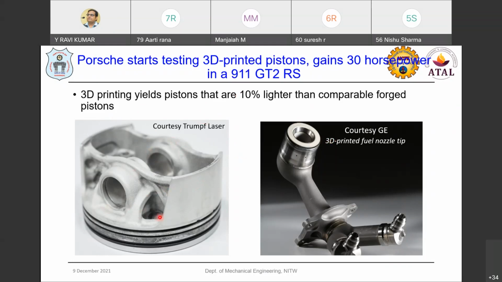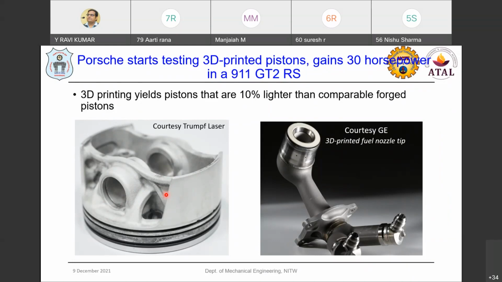You can see this was topologically optimized, because this was entirely a solid component when you are making it with a forging operation, casting and forging operation. But because of the availability of numerous modeling software and topology optimization software, where we consider the factor of safety, the required stress distribution, and the load carrying capacity analysis based on simulations, we have designed this topologically optimized piston head.